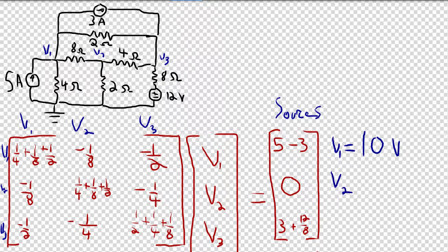V2 is equal to 4.93 volts, and V3 is equal to 12.667 volts.